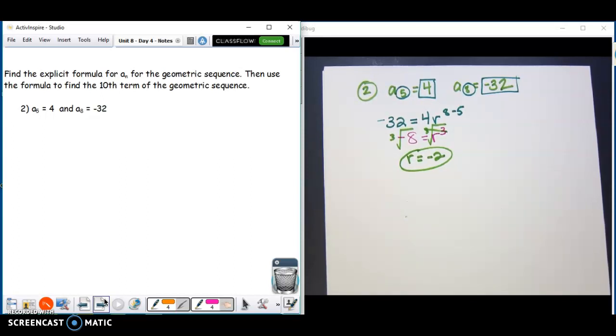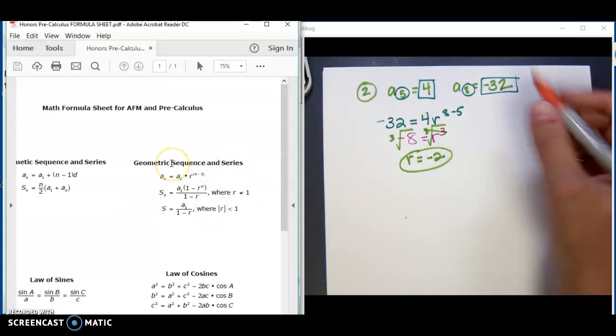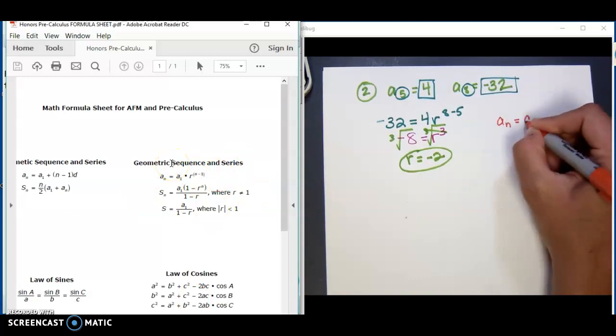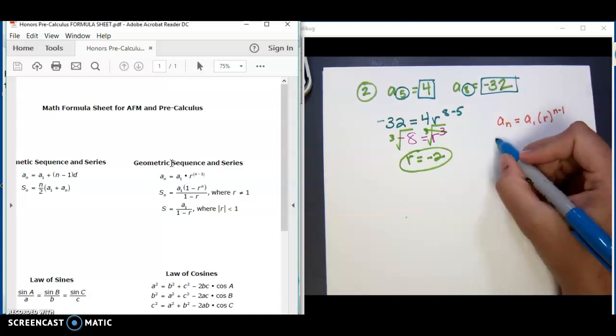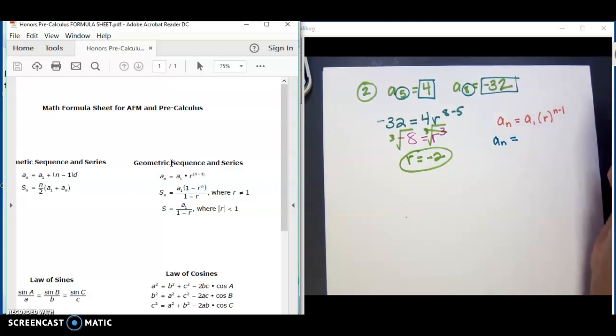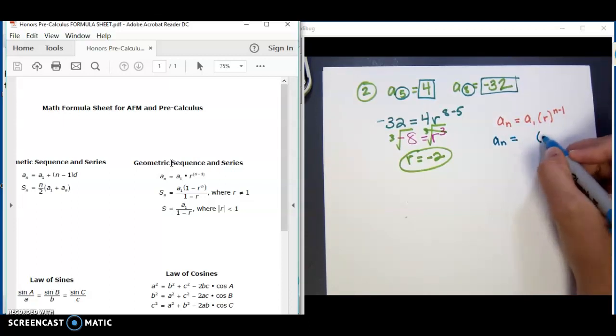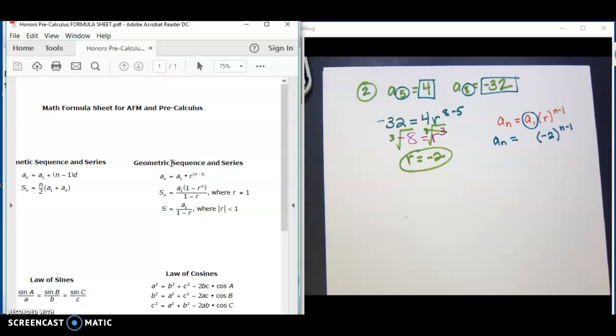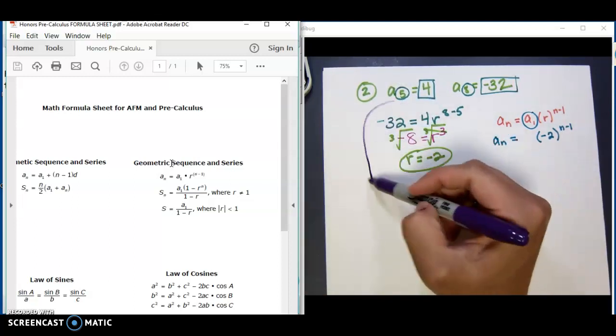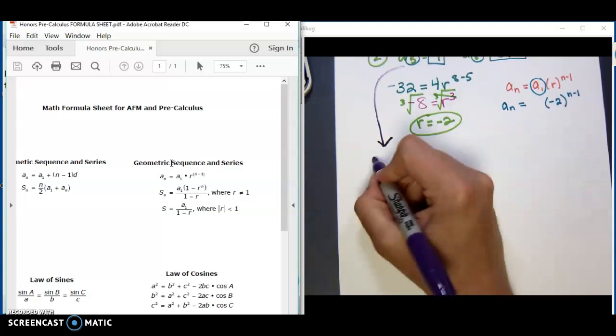So then our goal is to make an explicit formula. So we have our ratio now. So we know for geometric sequence, the explicit formula is a sub n equals a sub 1 times r to the n minus 1. So we can just kind of fill in what we have. We want to keep a sub n. We do not know a sub 1, so I'll have to figure that out. We do know the ratio is negative 2, and that'll be to the n minus 1. So we still need this a sub 1. So we're going to have to use the explicit to figure that out.